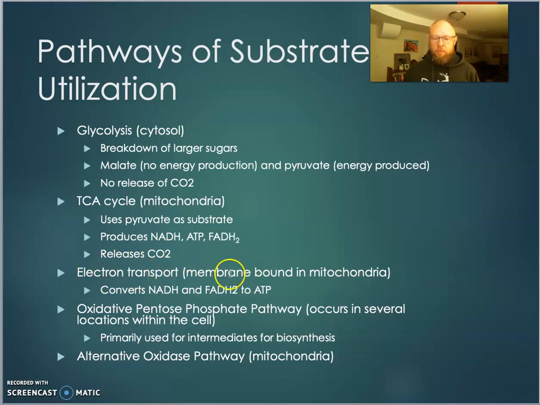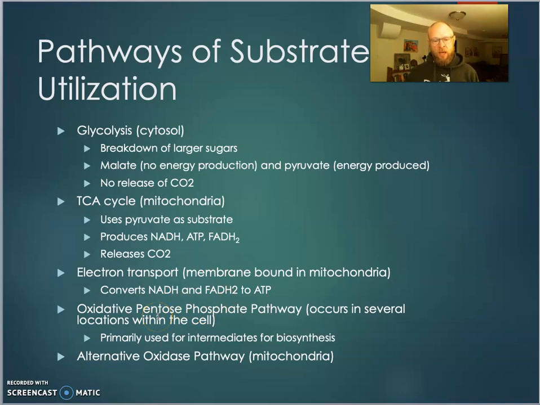Okay, another important part of respiration is the electron transport. That occurs in the membranes of the mitochondria, and it behaves a lot like the electron transport in the light reactions. We'll look at a picture of this in just a second, but ultimately it's taking the NADH and FADH2 and producing ATP.